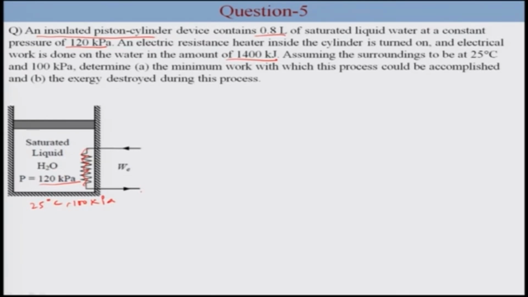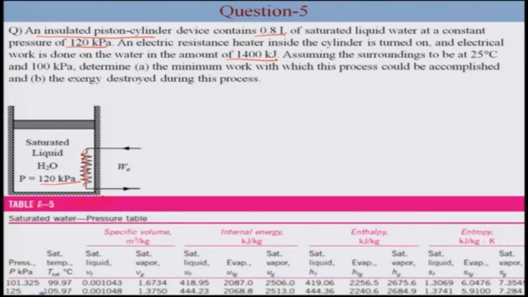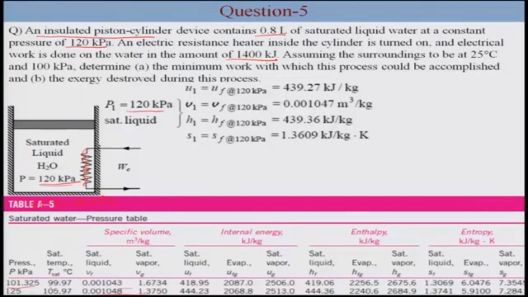So, we find the properties at the given state inside the piston cylinder device and in the surroundings, from the saturated water pressure table. The values are not given at 120 kilopascal, so we need to calculate them by interpolating between 101.325 and 125 kilopascal. After interpolating, we get the values at 120 kilopascal.